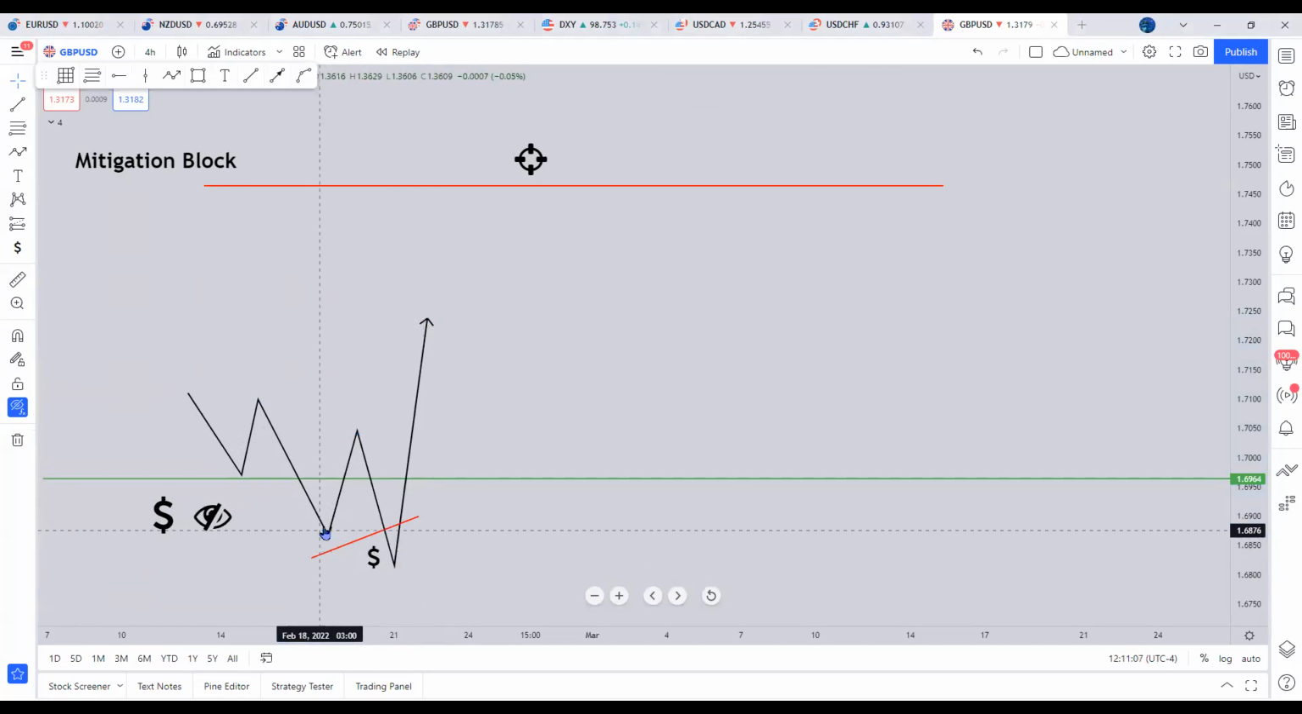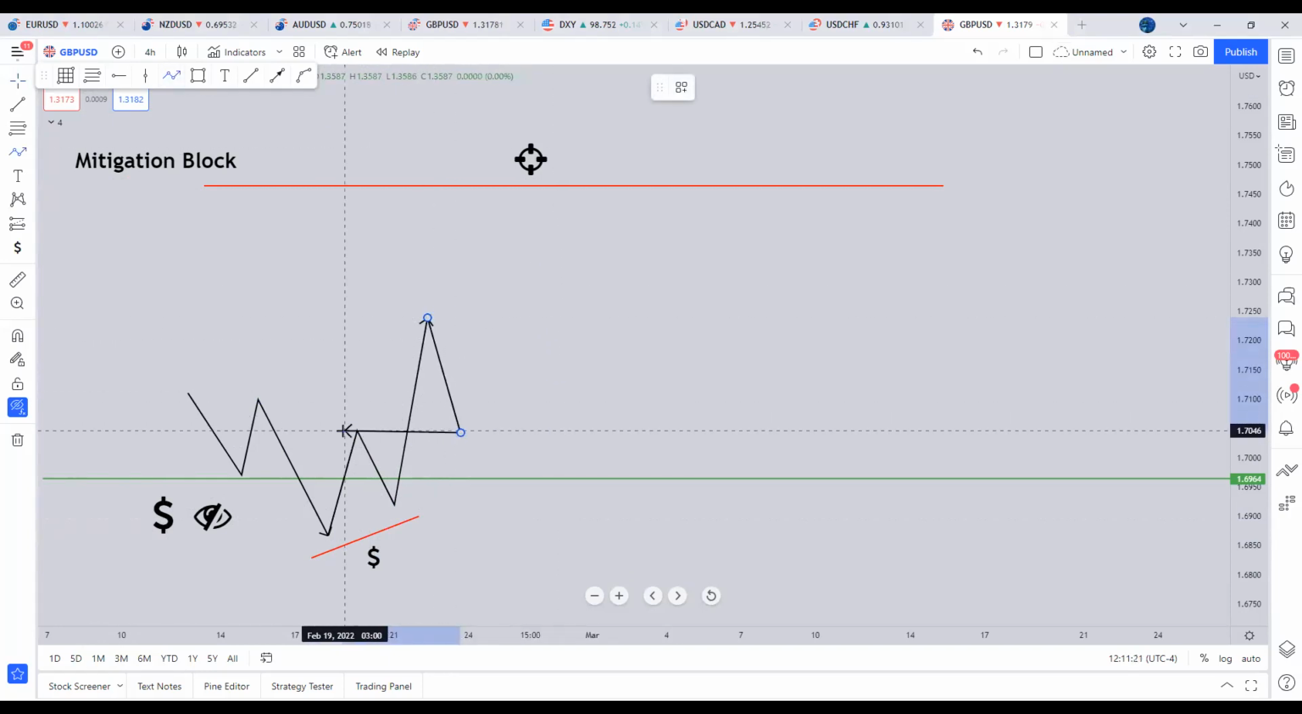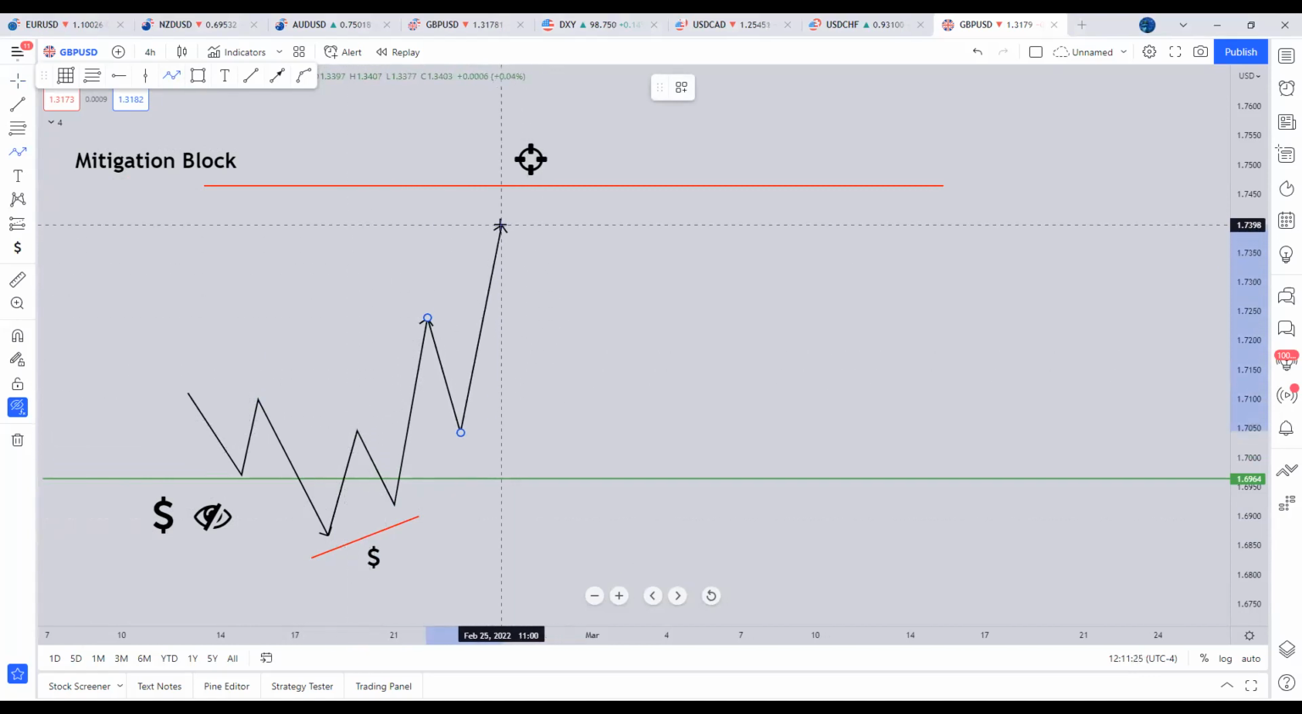It doesn't do that. It doesn't break structure. It stays within structure, essentially creating a form of trendline liquidity. But this liquidity will never be tapped. What will end up happening is price will return to this point, and then it'll go higher. And then price will reach its target.